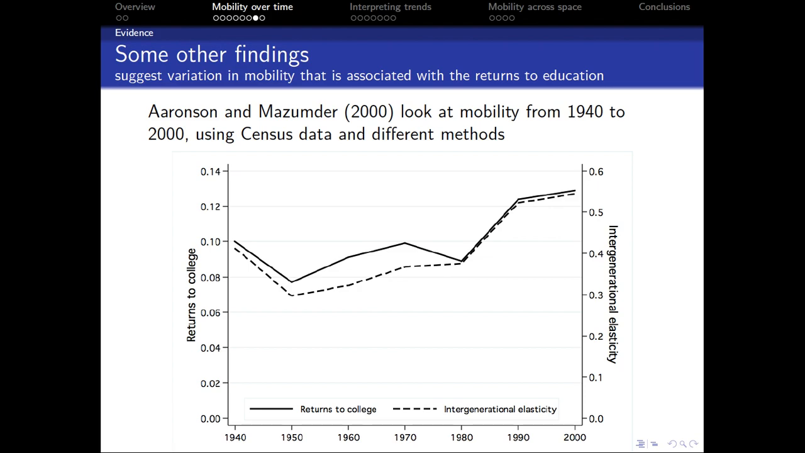But in this particular chart, which I take from their work, they correlate the returns to college, which is the solid line measured on the left axis. They take this from some of Larry Katz's work, this historic time series on the returns to schooling. And they correlate that with estimates that they obtain using a different method and using census data for the intergenerational elasticity. They are of the view, in fact, that in this era of higher inequality, if that's proxied by returns to education, the intergenerational elasticity is rising. So they have that model in mind as well when they're looking at this.